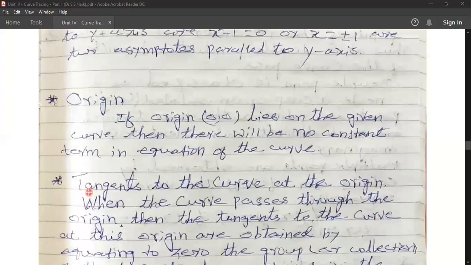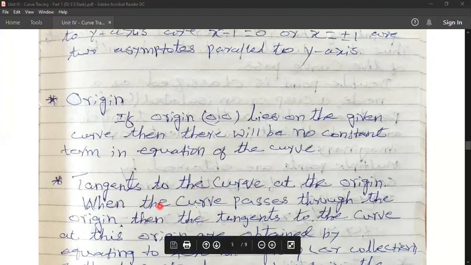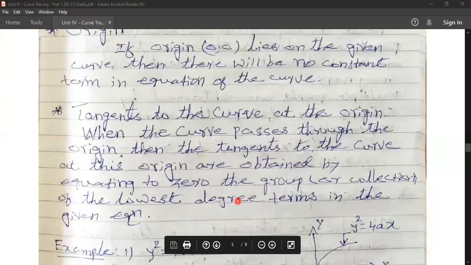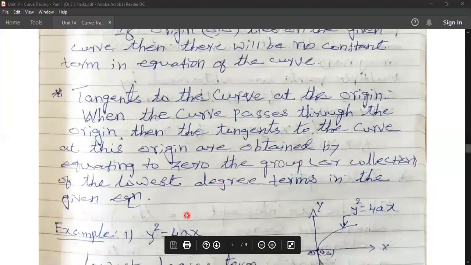Now, to find the tangents to the curve at the origin, when the curve passes through the origin, the tangents to the curve at the origin are obtained by equating to 0 the group or collection of lowest degree terms in the given equation.